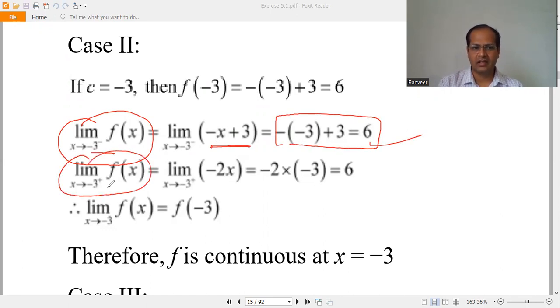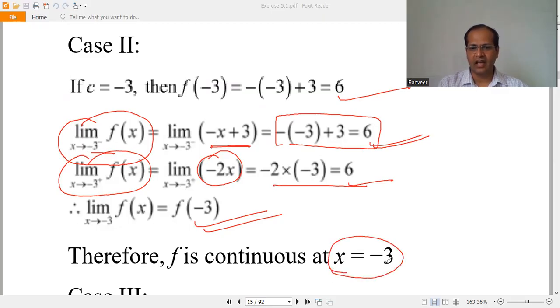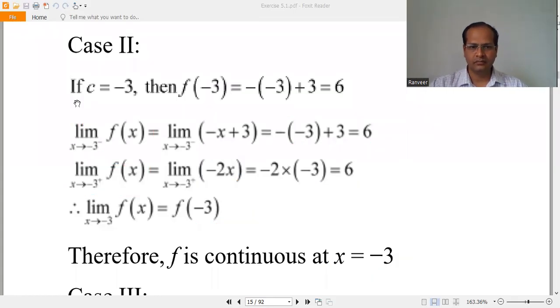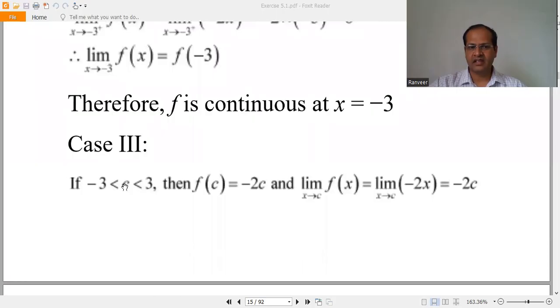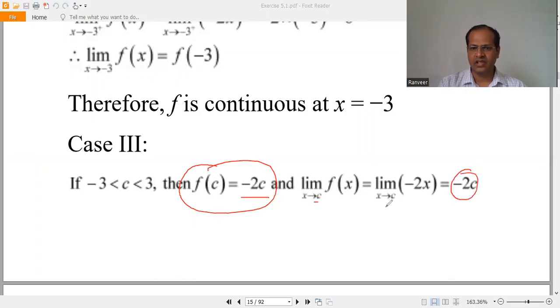Now at -3 plus, the function definition is -2x, and in this case the function value is also 6. So at the particular point x equal to -3, the left hand limit, right hand limit, and the function value are all equal, so this is continuous. And third, between -3 and 3, there is only a single definition, that is -2x. So at the particular point c, the value is -2c, so the function is continuous.